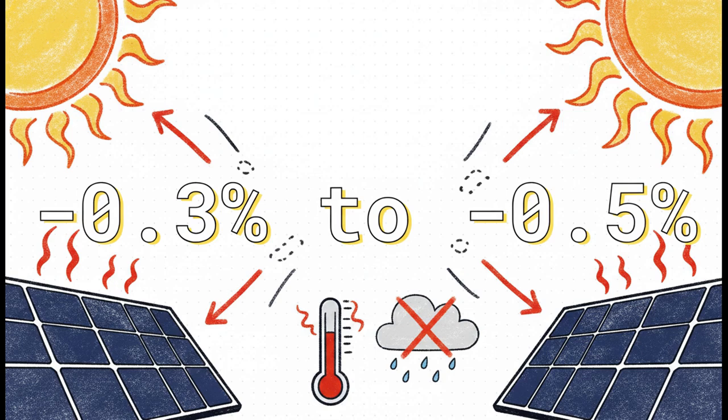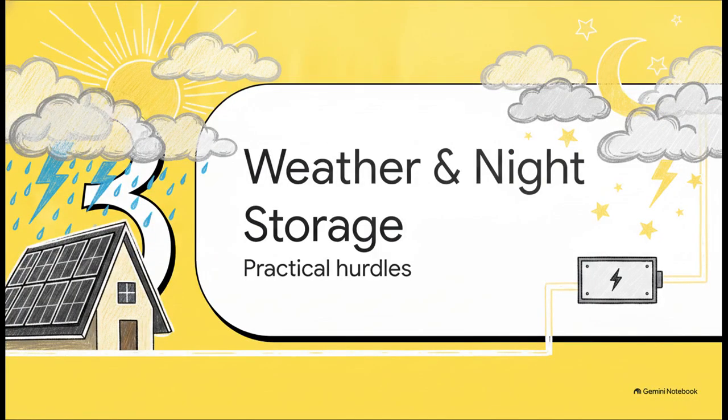That basically means for every single degree Celsius the panel heats up above its optimal testing conditions, it loses up to 0.5% of its efficiency. So a blazing, scorching hot summer day isn't actually when your panels are operating at their absolute peak efficiency. Kind of wild, right? All right, zooming out to the household level, let's hit Section 3: weather, nighttime, and storage.